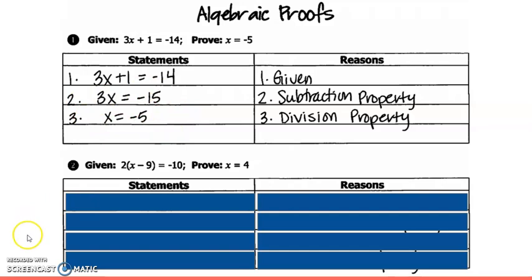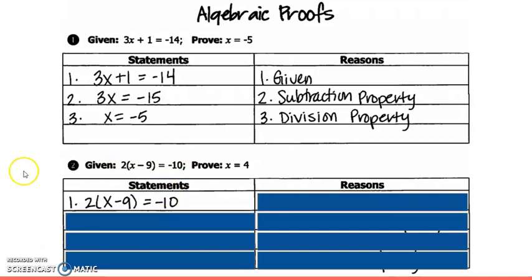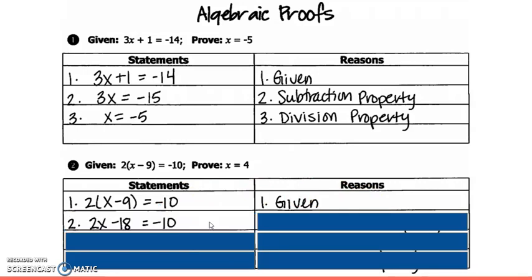Number 2 is going to work the same way. So I'm going to take my given statement and write that as my first statement. Number 1 is 2 times the quantity x minus 9 equals negative 10. And my reason for step 1 is that it was given. And then I'm just going to go through and solve normally. So I would use the distributive property, and that's my reason.